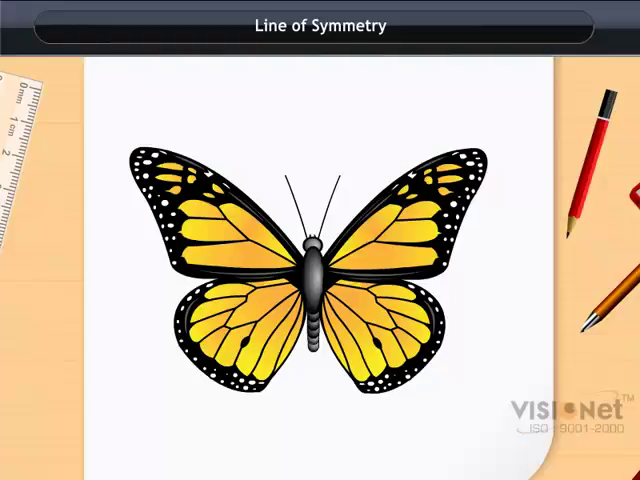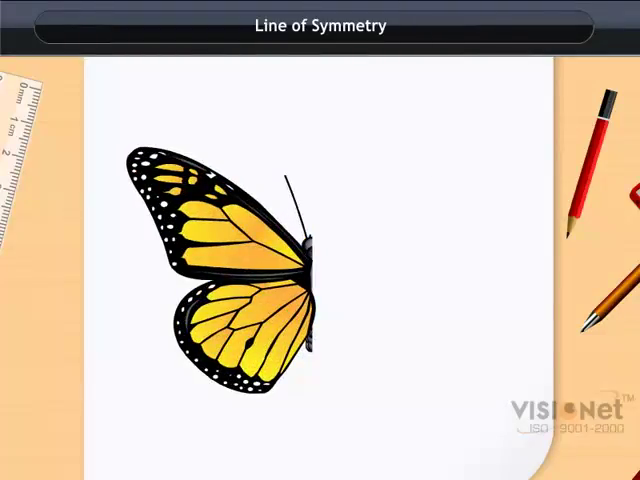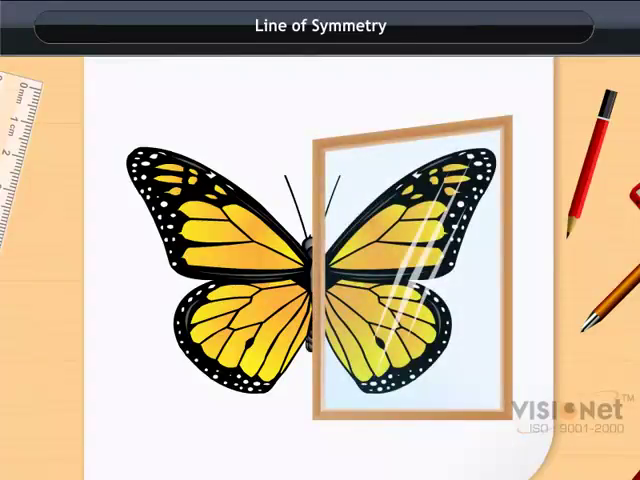Objects that show line symmetry appear more balanced and beautiful. Now let us place a mirror on the line of symmetry. We see that if we place a mirror on the fold, that is the line of symmetry, the image of one wing of the butterfly falls exactly on the other wing. So we say that the two images we get through the line of symmetry are mirror images of each other.